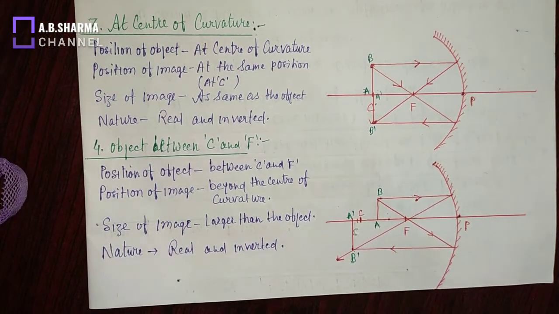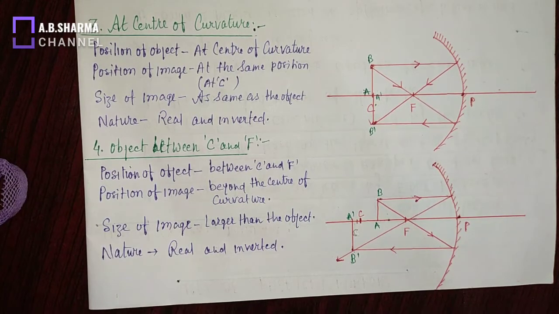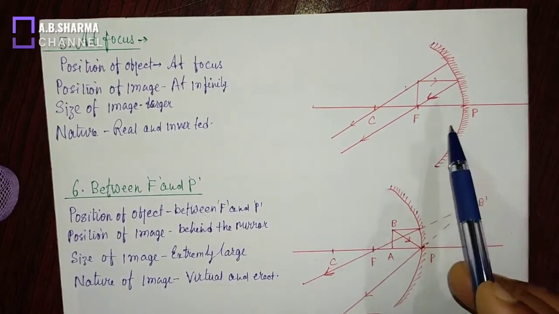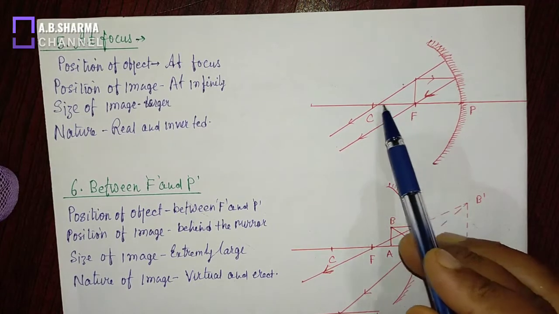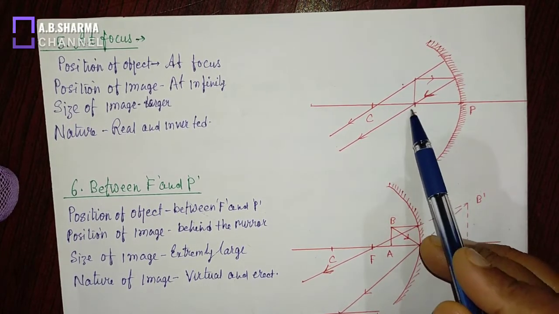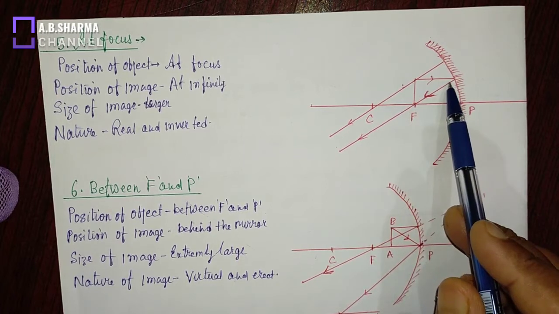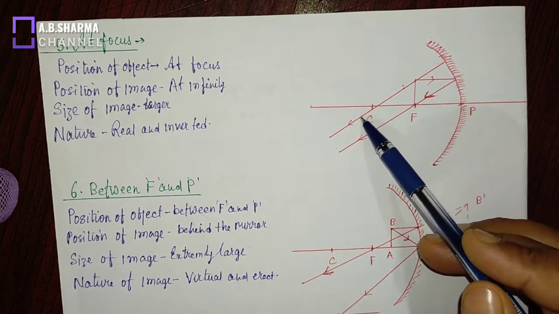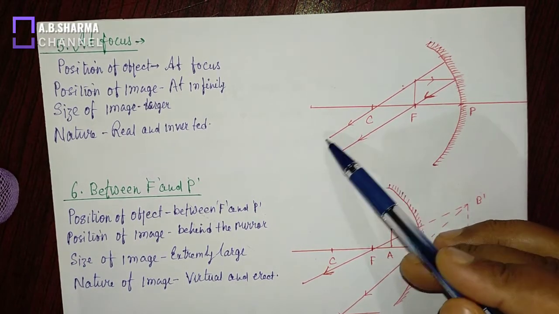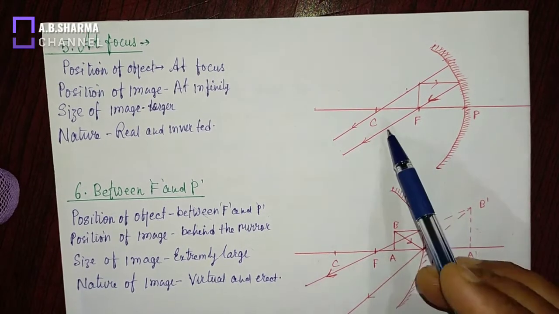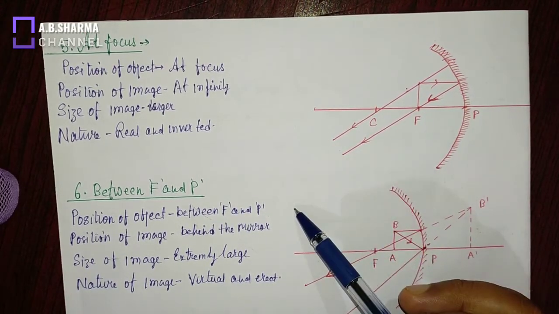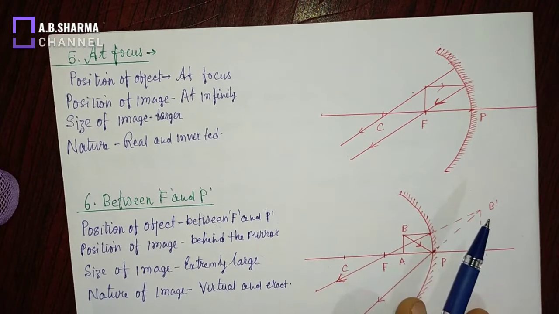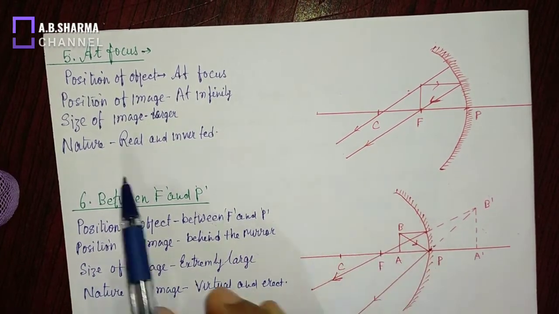Now bring the object even closer to the mirror. Put the object at focus. This is the mirror, see the ray diagram. This is the pole, this is the focus, and this is the center of curvature. The object is at F. Using the rules, one ray will pass through the focus, and the second ray will pass through the center of curvature. So these two rays become parallel and the image will be formed at infinity. So when the object is at focus, the position of the image is at infinity, the size of the image is larger, and it is again real and inverted.